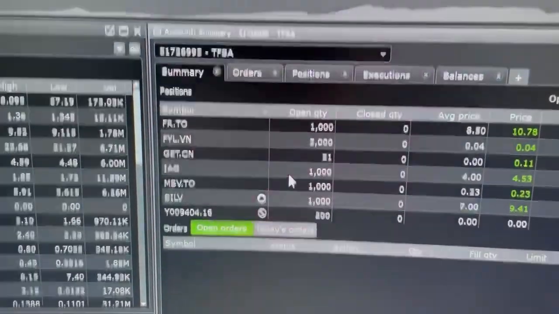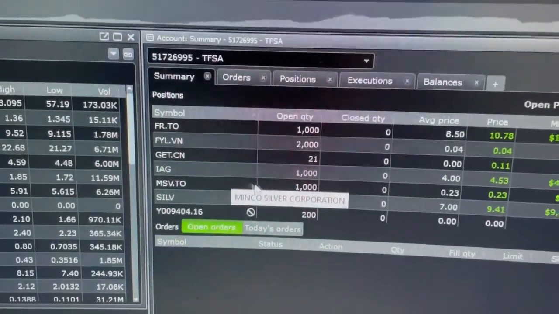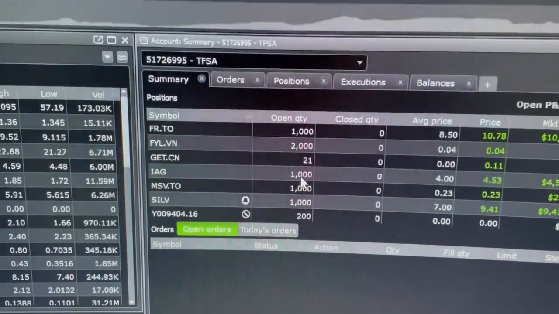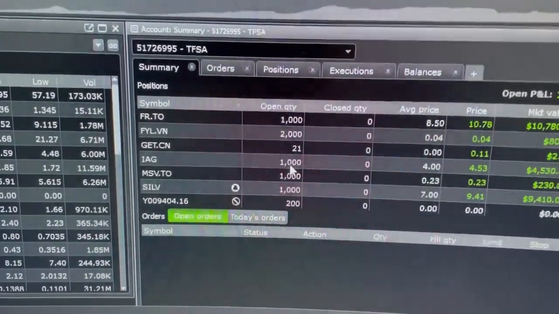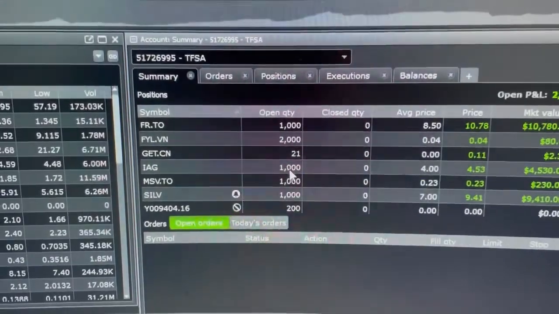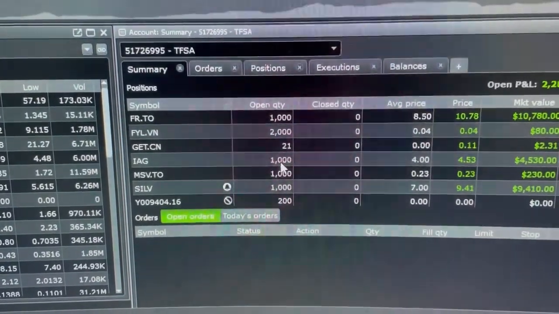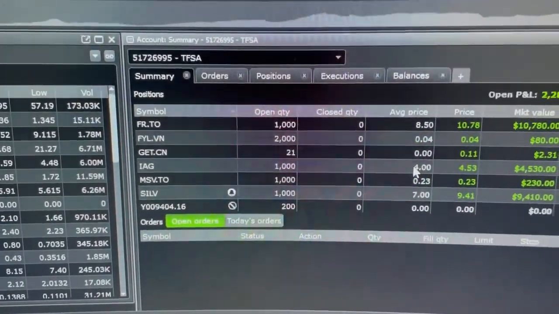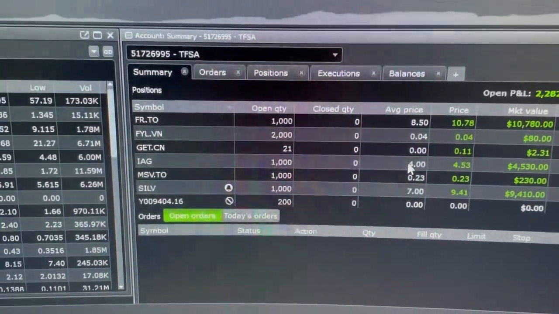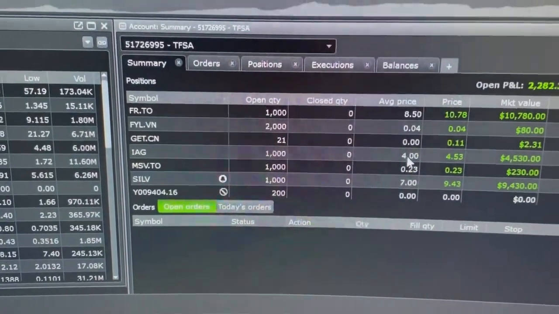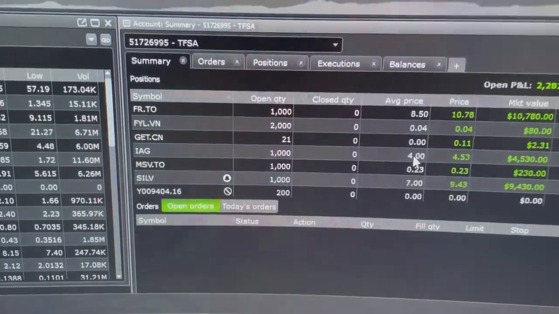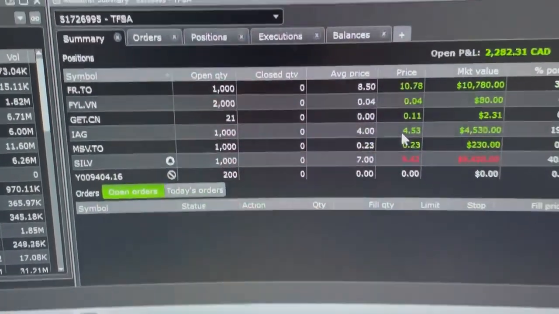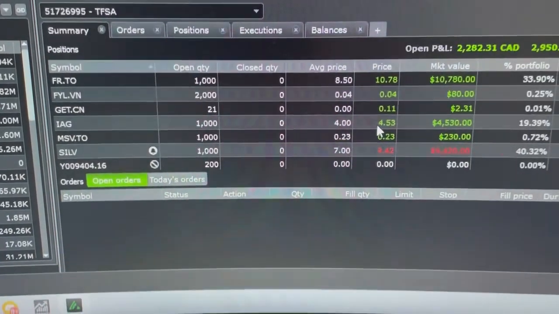Putting my mouse pointer on it, you see IAG, I am gold. It no longer says 10 anymore because the option got exercised on, I believe, May 17th. So it's saying I have an open quantity of 1,000 shares right now. My strike price was $4, and my average price right here is $4. Now the stock is trading at $4.43 right now.